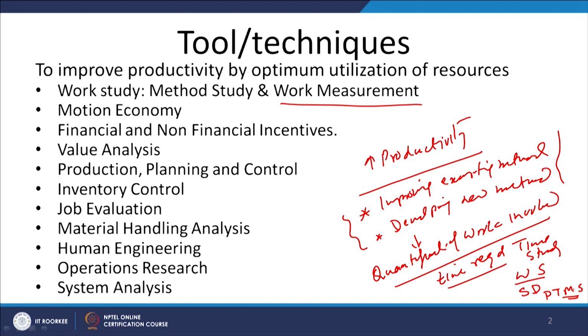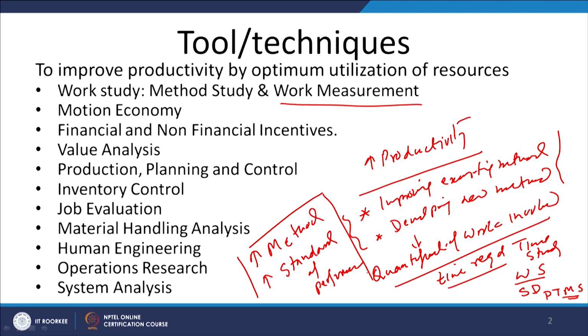So, method improvement is one aspect, and quantification of the work associated with the job helps in setting the standard of performance, which can be used in a number of ways for setting the wage and incentive plans, for assessment of the capacity of the organization, and likewise identifying the avenues where improvement is needed, so that the productivity can be enhanced.